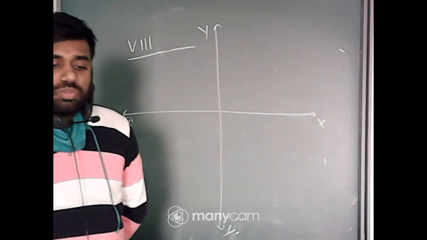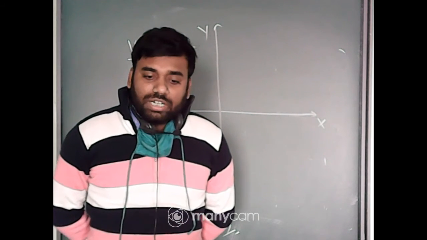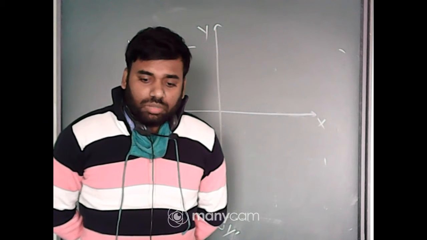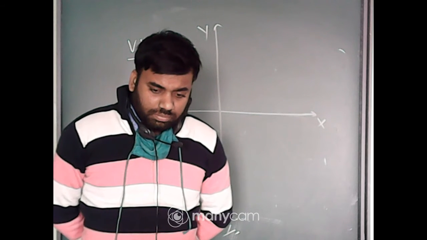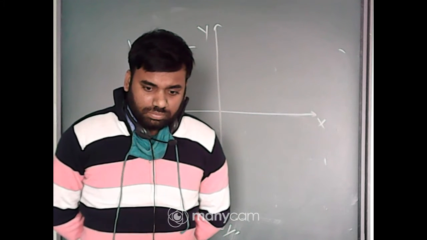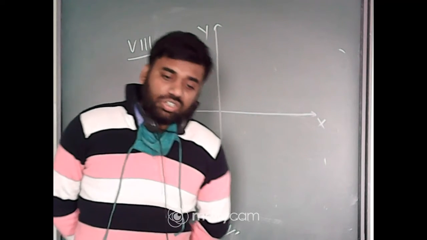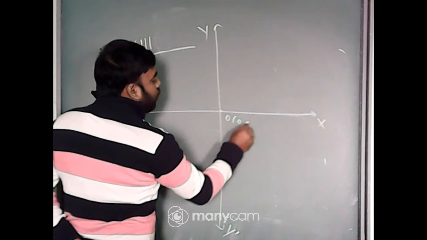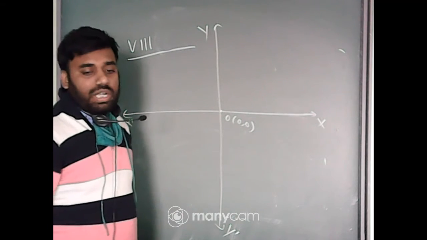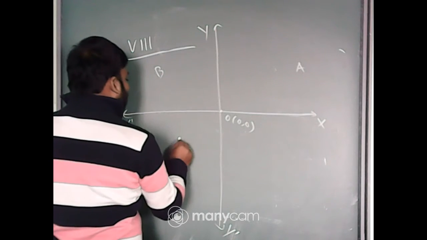What is the coordinate of that origin? Write down the coordinate of the origin. Yes, 0, 0 is the coordinate of the origin. That point is called the origin, and that is 0, 0. Now, these are the points A, B, C, D.